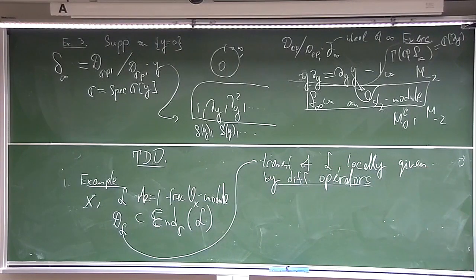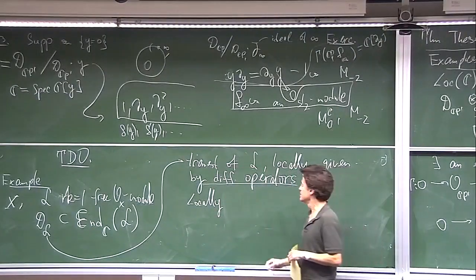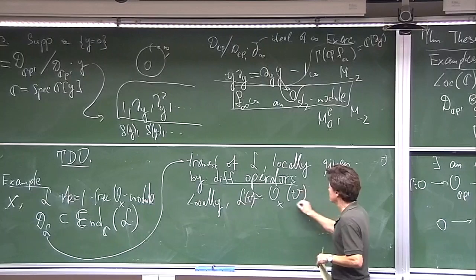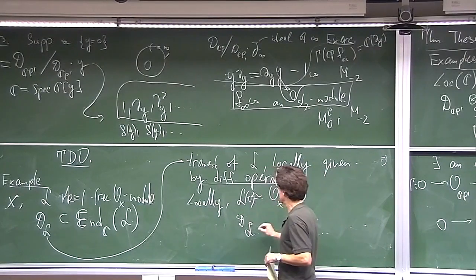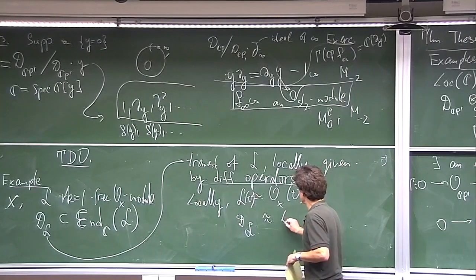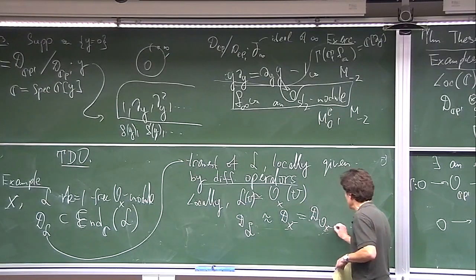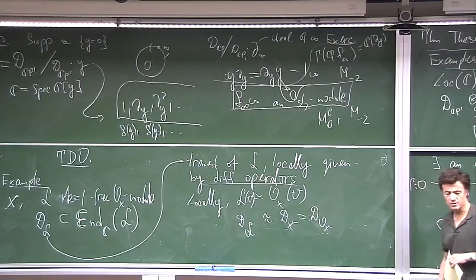I'm deliberately being vague. I don't want to be very careful, and I expect that students here will think about this carefully and make all of this exactly correct. But of course, locally, if you fix a small enough set, you can identify any such sheaf as a sheaf of functions. So locally there is no difference between D_L and what we call D_X, which in that terminology is simply D sub O_X. But transition functions can be different, and that's the point.